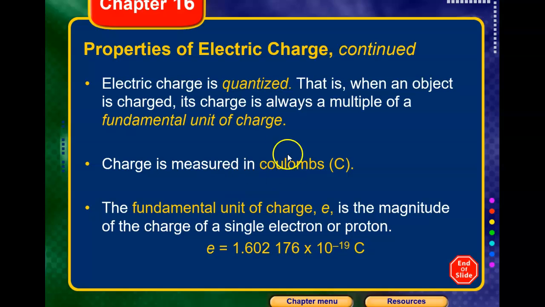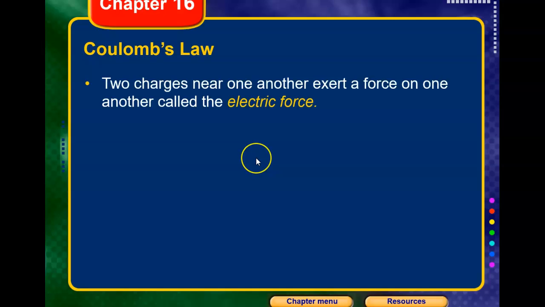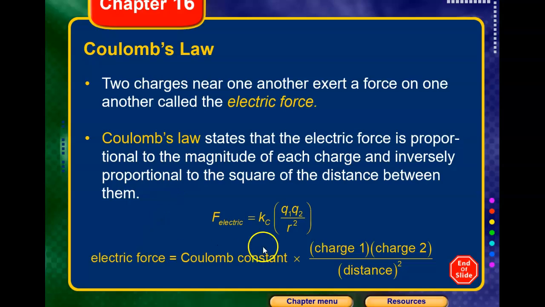We said the unit of electric charge is coulombs. There is a rule called Coulomb's law, which basically says two charges near each other exert a force called an electric force. This should look very familiar: the electric force equation is almost identical to Newton's law of universal gravitation. You have a constant, in this case Coulomb's constant, times the product of the charges, divided by the distance between them squared.